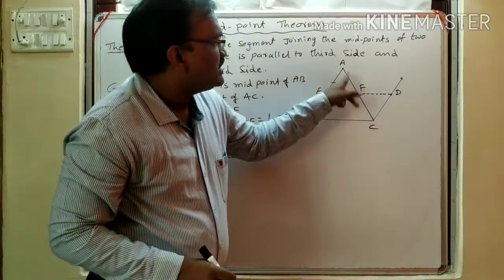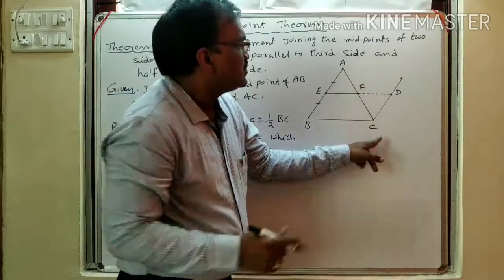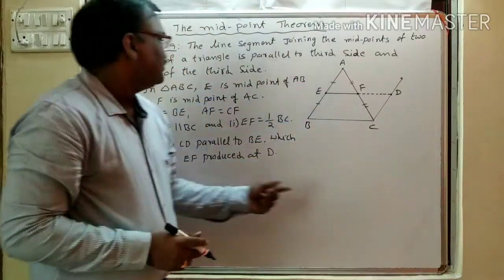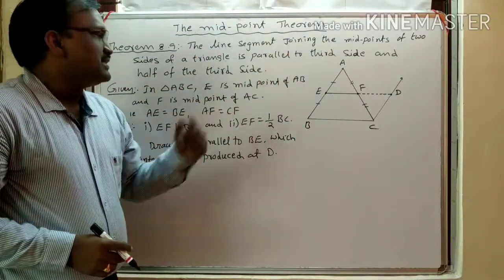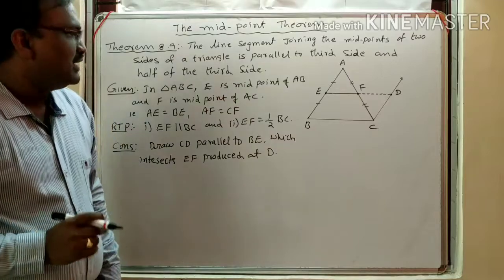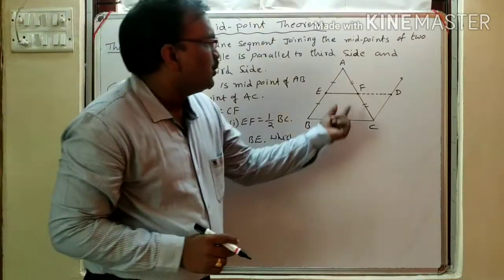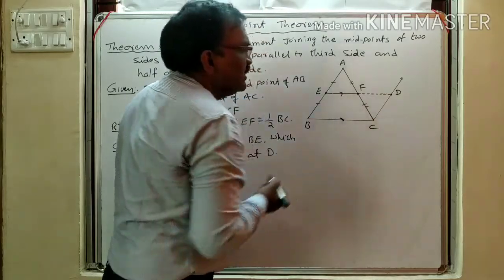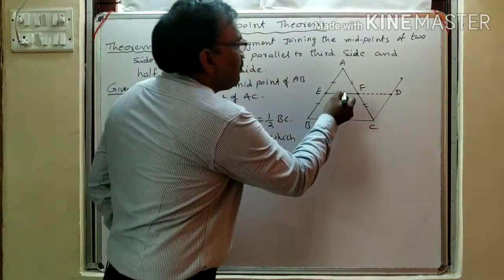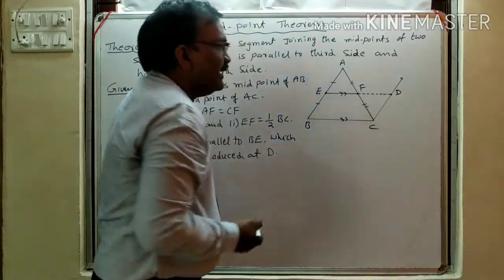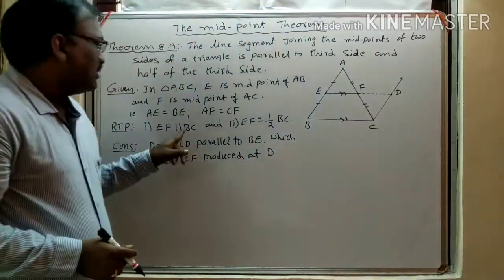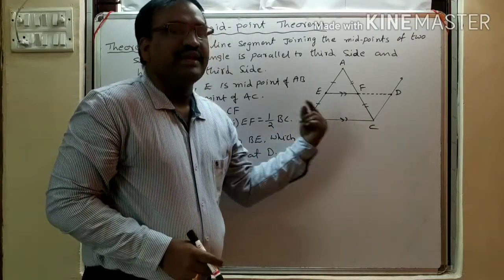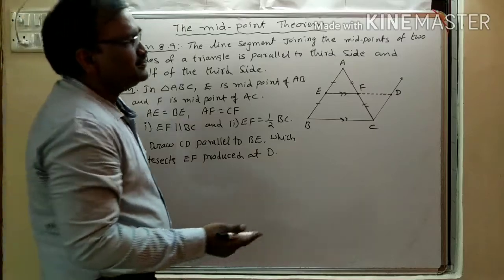Next, F is midpoint of AC. So the length of AF is equal to length of CF. That is given. Next, RTP. You have to prove EF is parallel to BC. One condition. And EF is equal to half of BC. That is second condition.